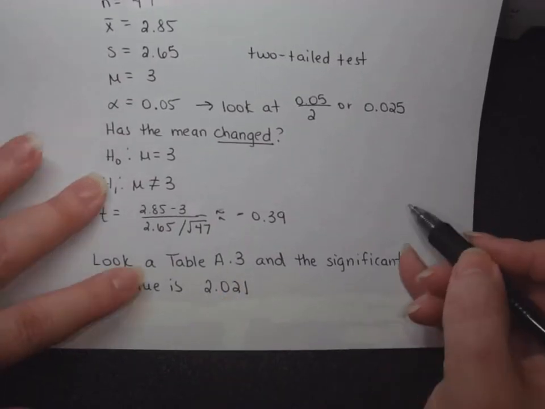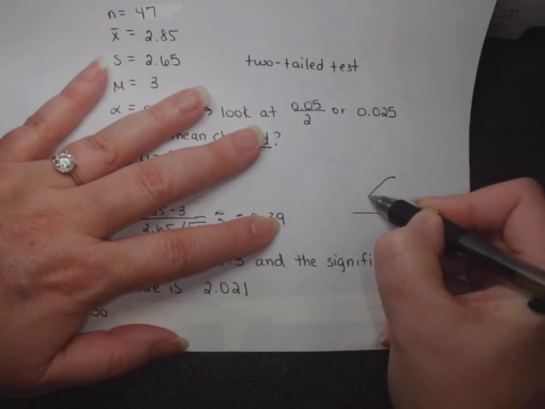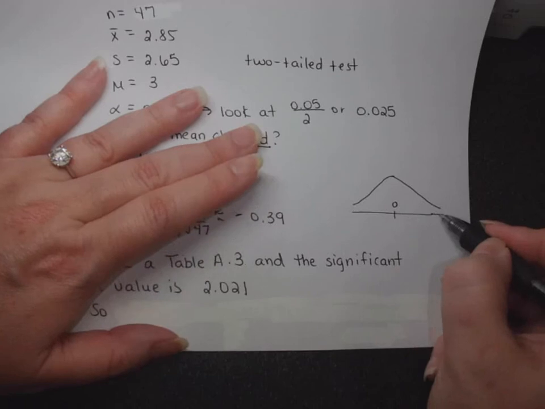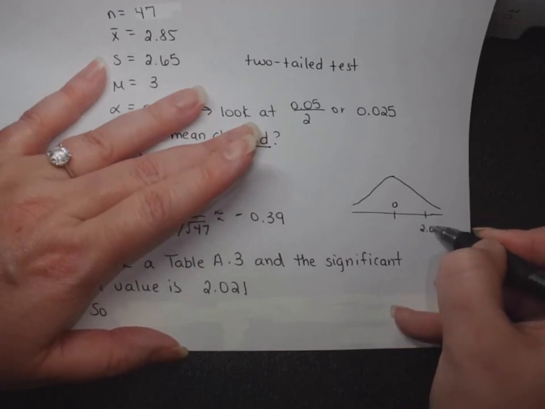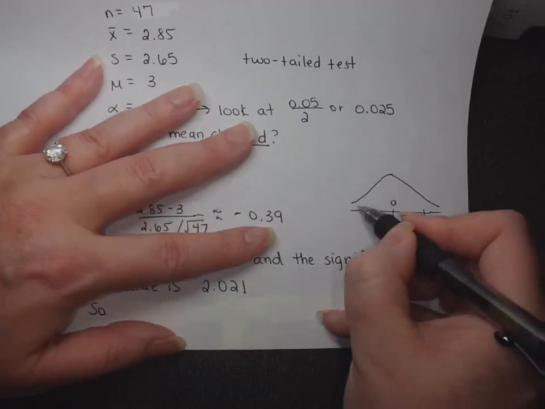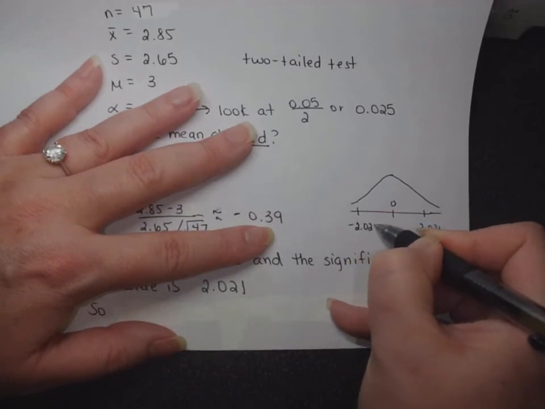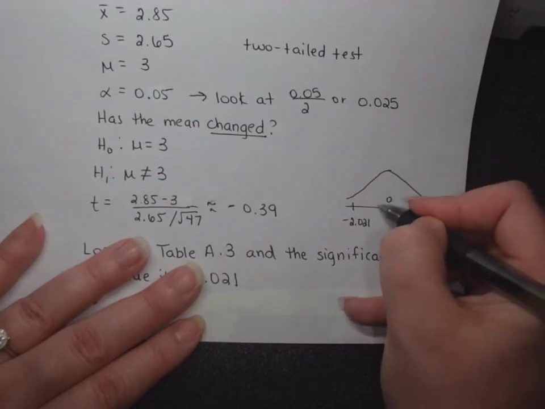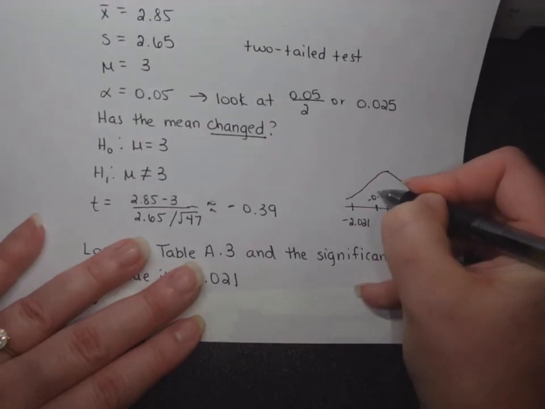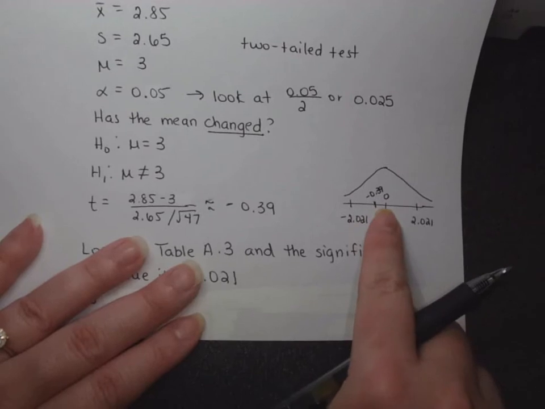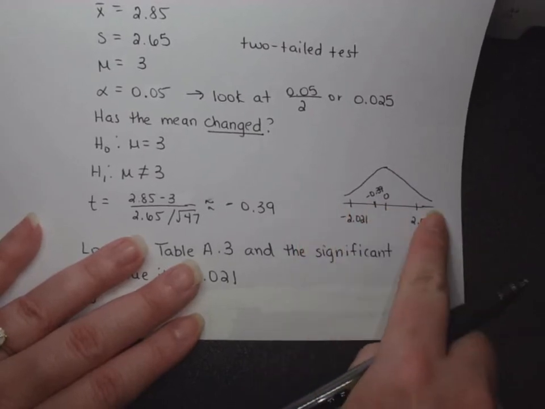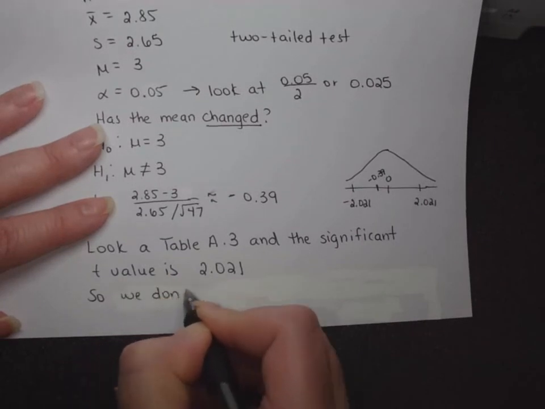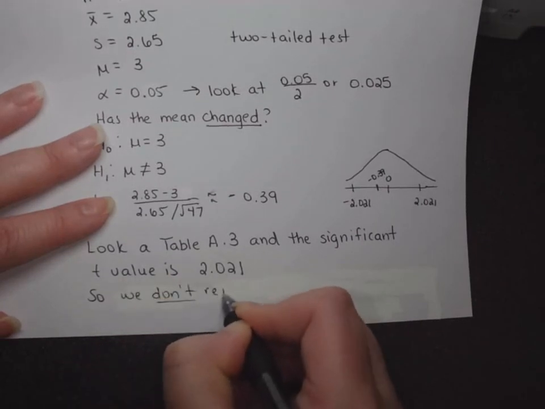So think about your curve kind of like this, just so that I'm not confusing. So here's t equals 0, right? Here's 2.021. Anything outside of these two would have been unexpected, but negative 0.39 is about right here. So this is completely expected. It's in the middle. It's not in the outskirts. It's not in either of the tails. Okay. So again, in this case, we don't reject H sub 0.